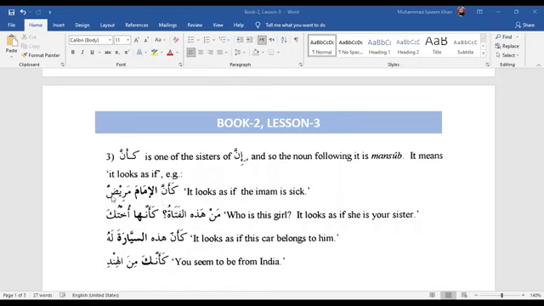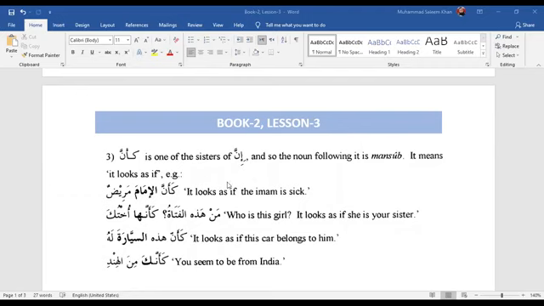Ka'anna al-imama maridun. It looks as if the imam is sick. So it is translated as if, as though, and it can also be translated like it looks like or it seems. For example, ka'annaka min al-Hindi. You seem to be from India. It looks you are from India. It seems you are from India. So ka'anna will be translated as if. So it is also from the sisters of inna.